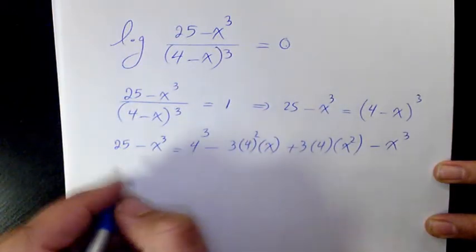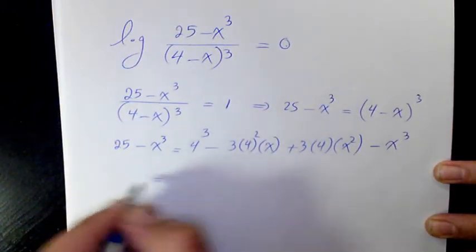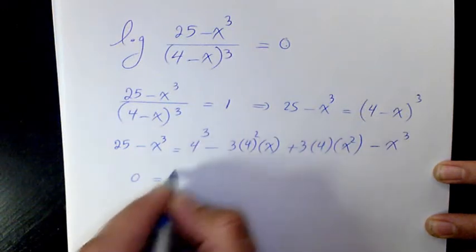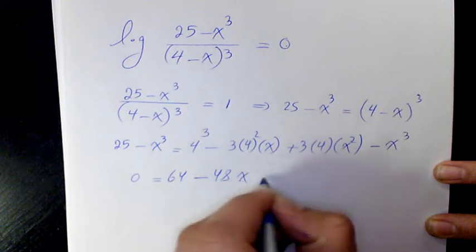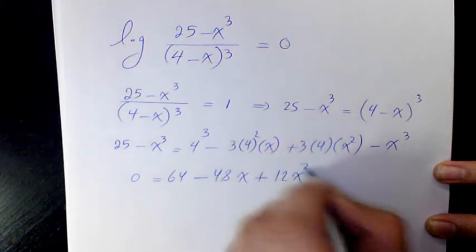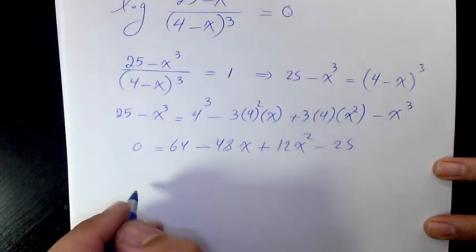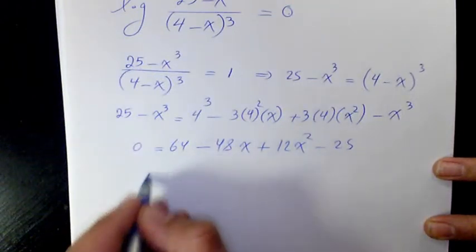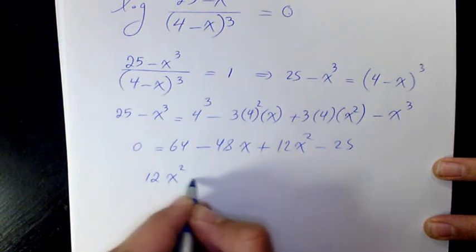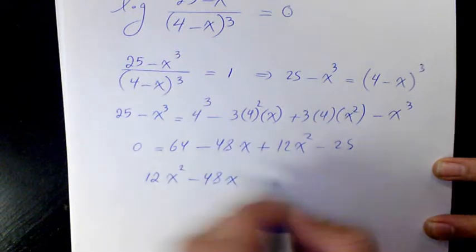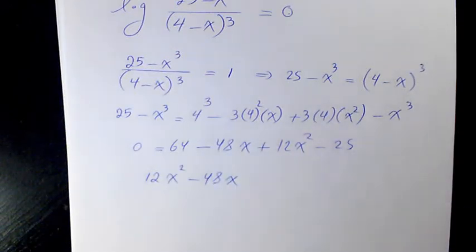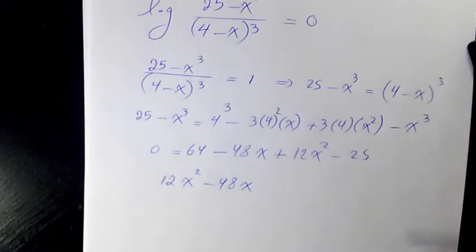X cubed and x cubed cancel out, and we have 4 cubed is 64. Subtract 48x plus 12x squared minus 25. So we have 12x squared, subtract 48x, and here we have 64 minus 25. 64 minus 25 is going to be 39.